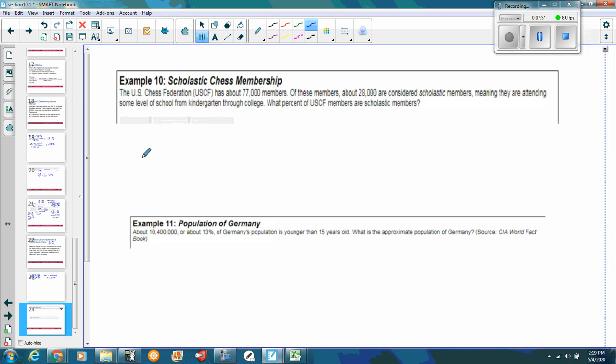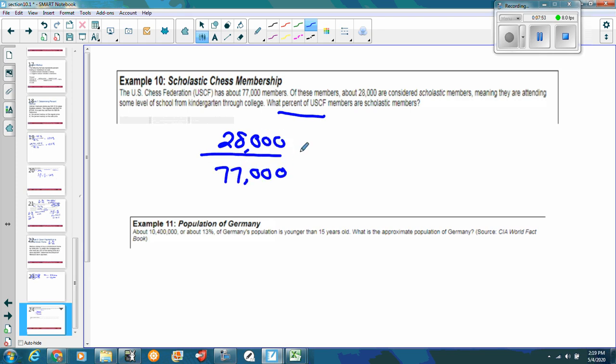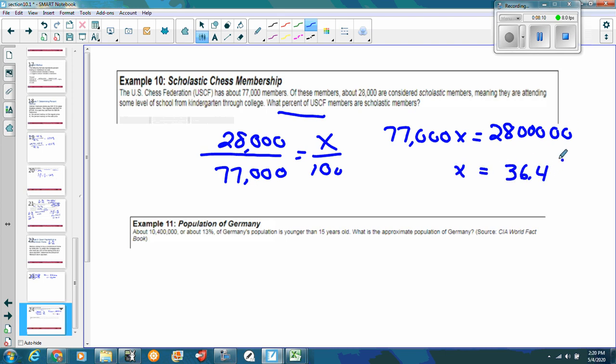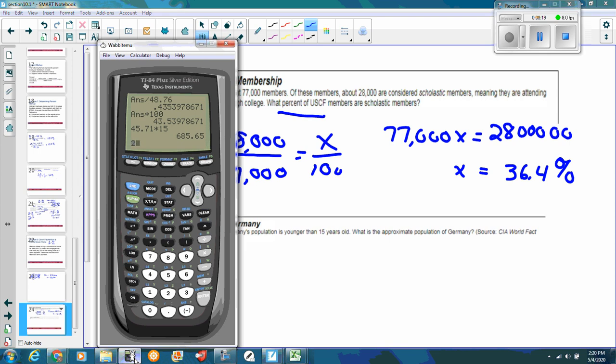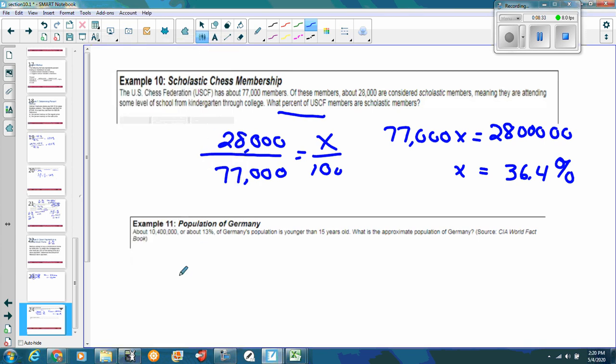The U.S. Chess Federation has about 77,000 members. Of these, 28,000 are scholastic members, meaning they are attending some level of school from kindergarten to college. What percent of the members are scholastic? So we would do 28,000. It's almost like the cherries question, but you could set it up like this if you wanted to. Is over of equals percent over 100. You cross multiply. Then when you divide, you would get 36.4%. You could do it this way, or you could have just taken the 28,000 and divided by the 77,000. I'll show you that one. So if I took 28,000 divided by 77,000 and multiplied by 100, I get my 36.4%.